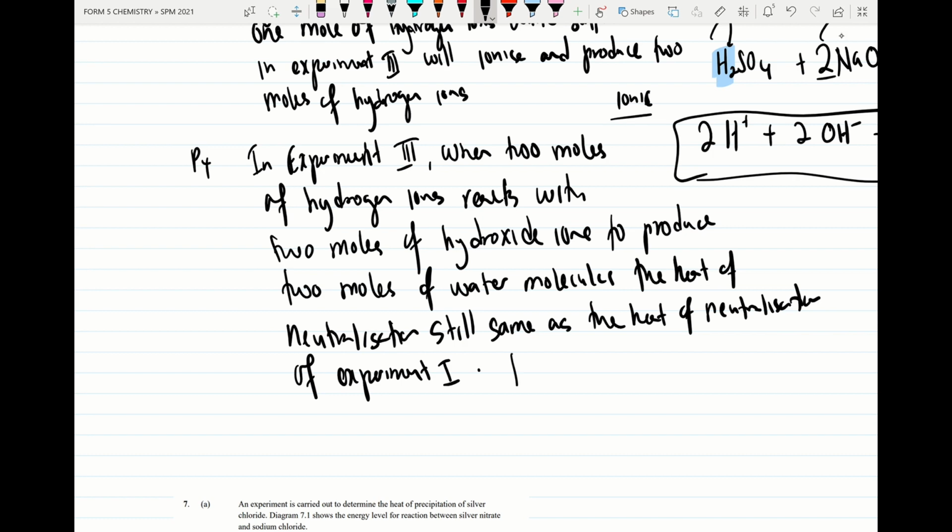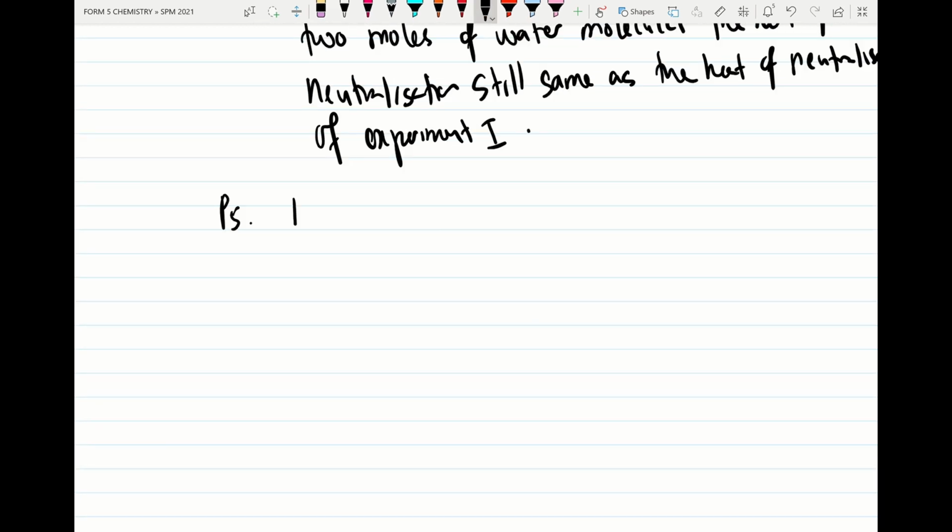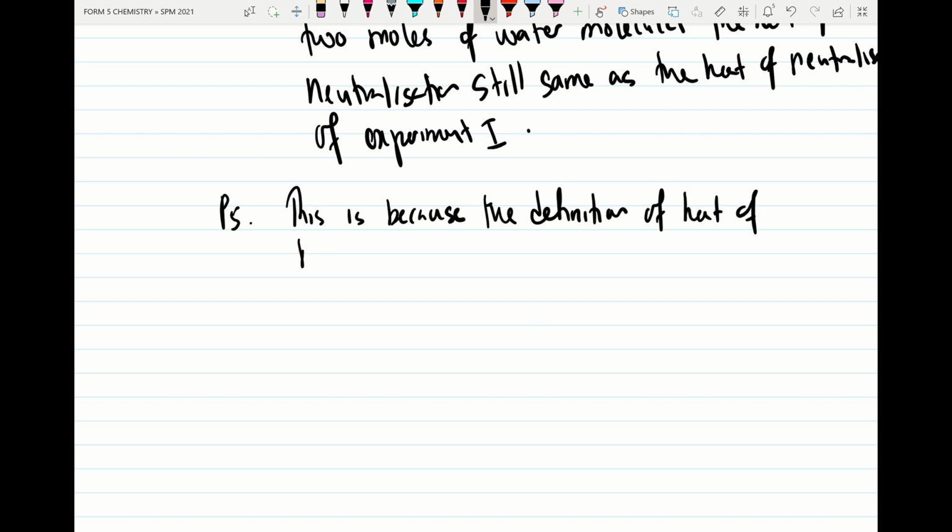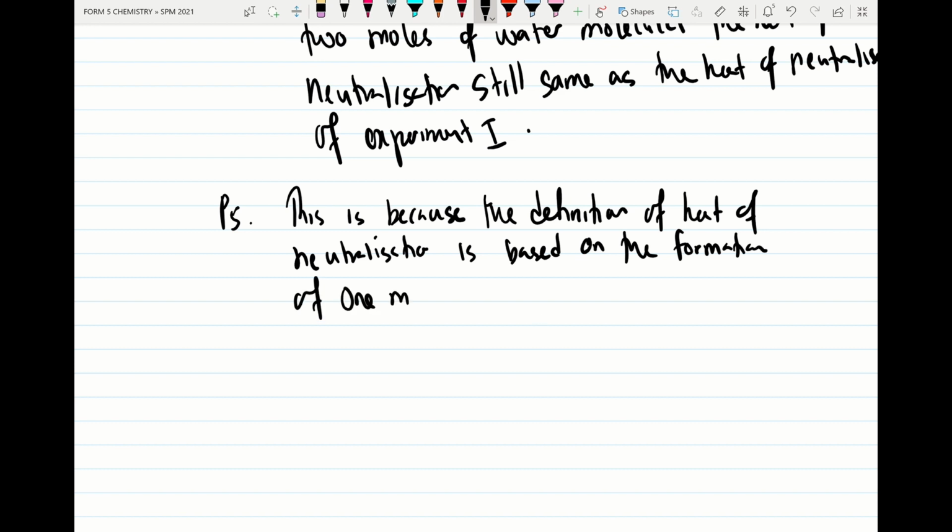Alright, so next we go for point number 5. This is because of the definition. We follow the definition of heat of neutralization, which is based on the formation of 1 mole of water molecule. So these are the answers that students should write in the exam.